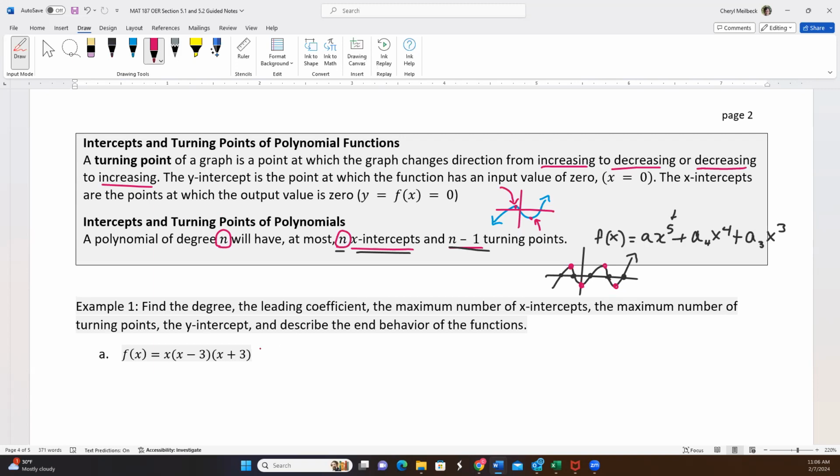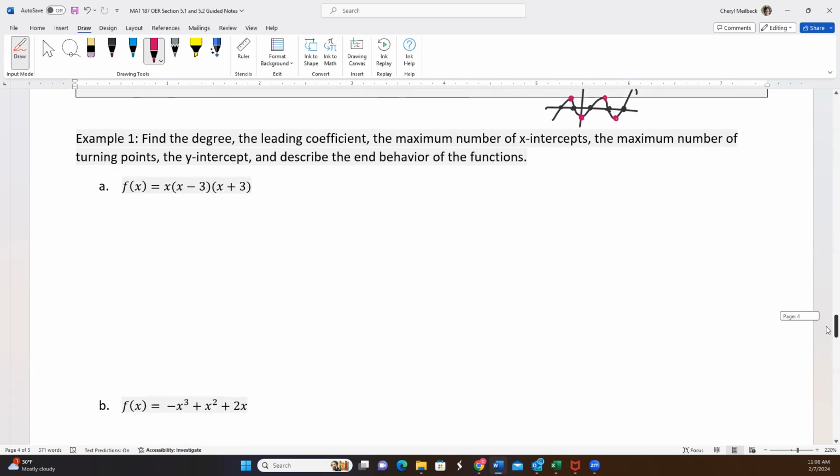So let's look at example 1 and see if we can answer some questions about it. Example 1 says, find the degree, the leading coefficient, the maximum number of x-intercepts, the maximum number of turning points, the y-intercept, and describe the end behavior of each function. Oh, that's a lot. All right. So here we have x times x minus 3 times x plus 3.